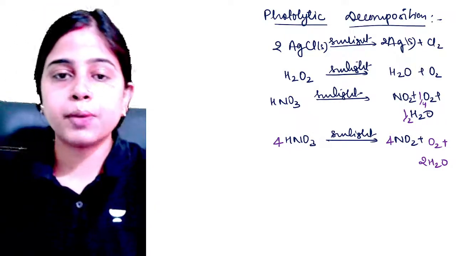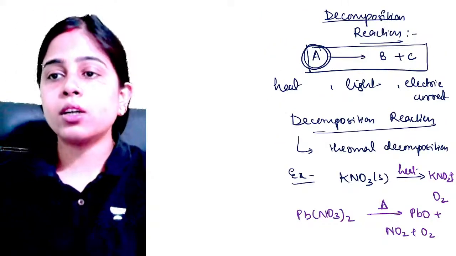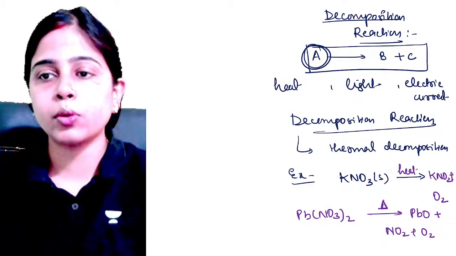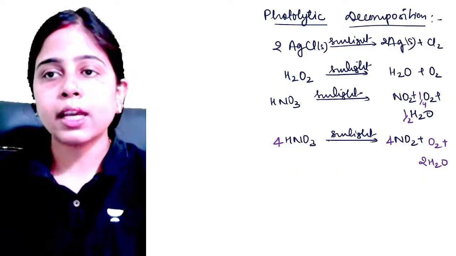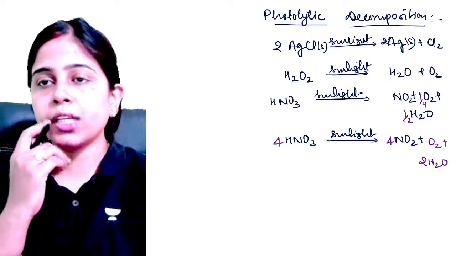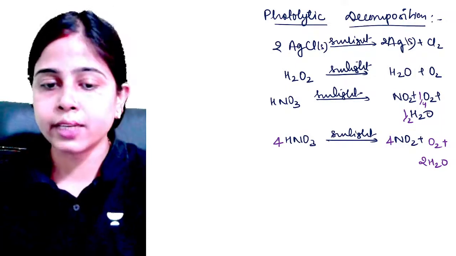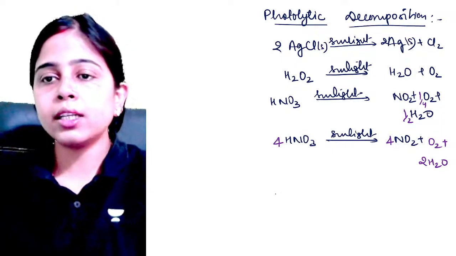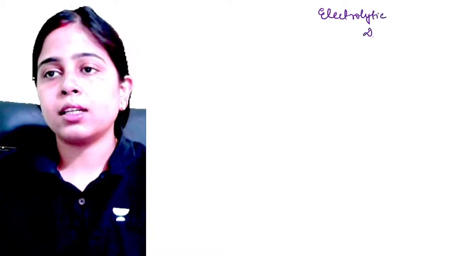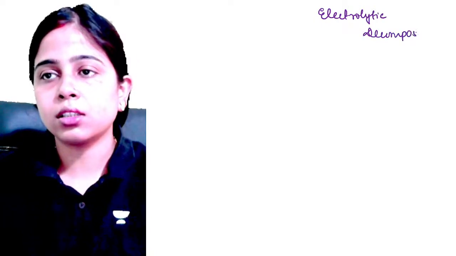I have already explained you that. So first is your thermal decomposition reaction where your reactant is broken down in the presence of heat. Second is your photolytic decomposition reaction where your reactant is broken down in the presence of sunlight or any type of light. And third is your electrolytic decomposition reaction.